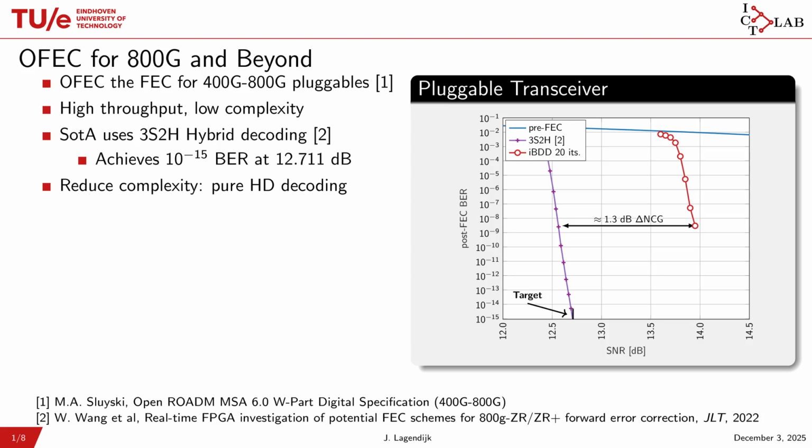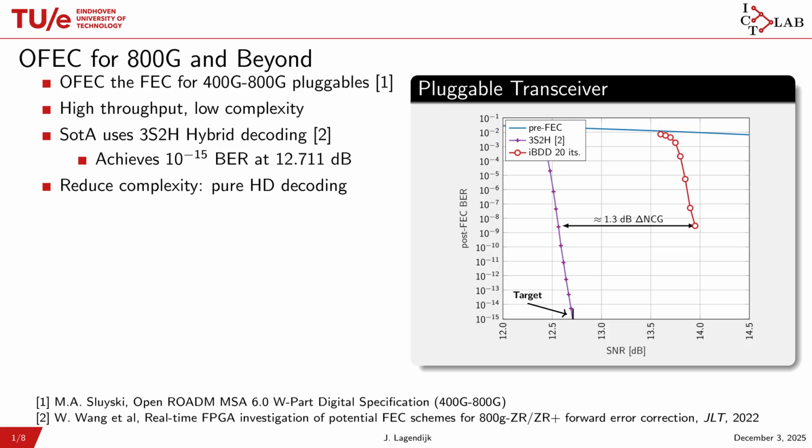For that purpose, if you want to go faster or to lower power consumption, you can consider purely hard decision decoding, just doing bounded distance decoding, where you reduce your complexity very significantly, but at a cost of 1.3 dB in the net coding gain.